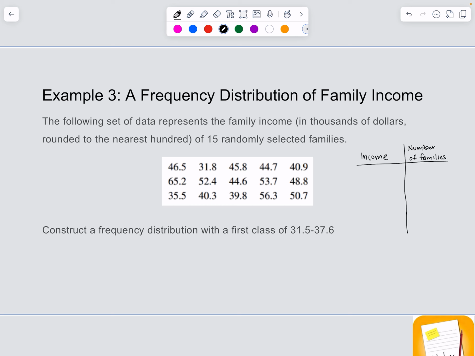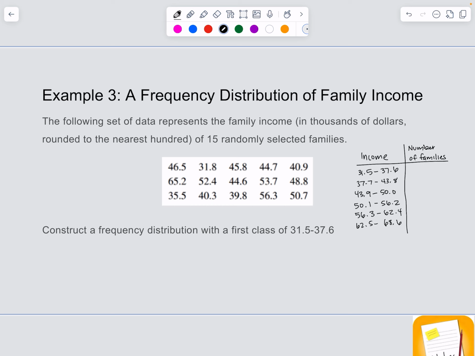So we have the first class, it says to make it 31.5 to 37.6, and then we'll go to the next 37.7, add the same amount, 43.8, and then we'll go to the next 43.9, and we'll add the same amount, 50, and then we got 50.1, and we'll add the same, 56.2, 56.3 up to 62.4, 62.5 up to 68.6.